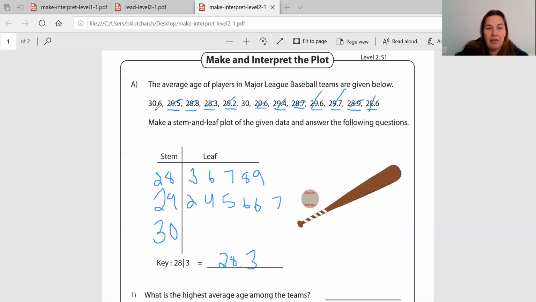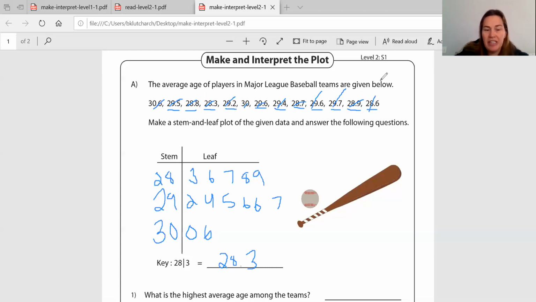Okay, last I have 30, and I have a 30.6 and a 30. Even though this doesn't have a decimal, I need to have it as a placeholder. So I need to have that 0 there, meaning it's 30.0. And then I have the 30.6, so I have a 0.6.